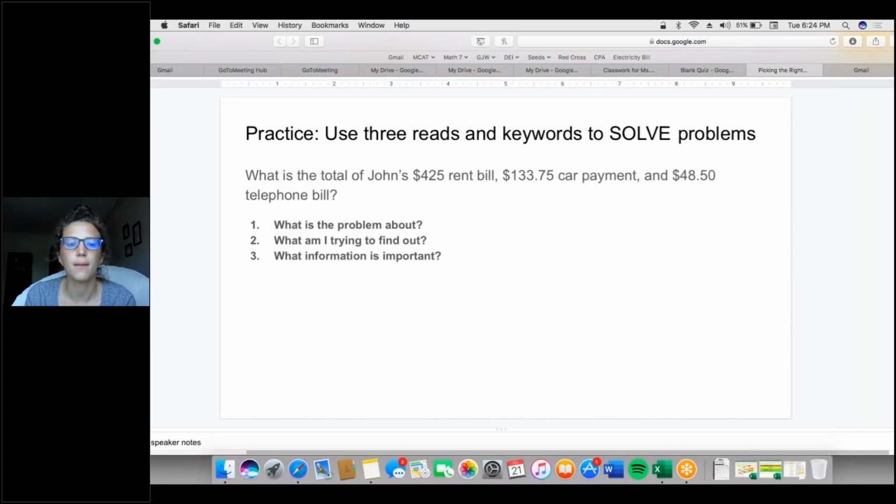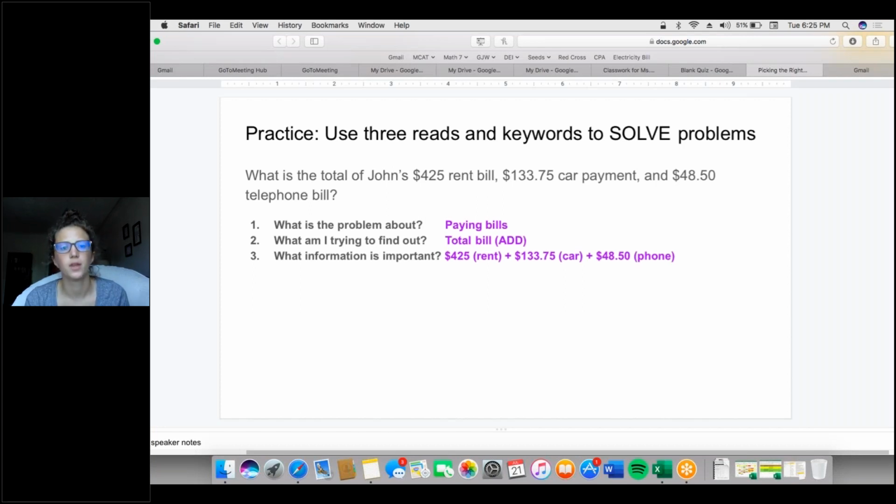The first time I read, I'm going to ask myself, what is the problem about? It reads, what is the total of John's $425 rent bill, $133.75 car payment, and $48.50 telephone bill? In this problem, I see that I'm paying bills. In general, it's about paying bills.